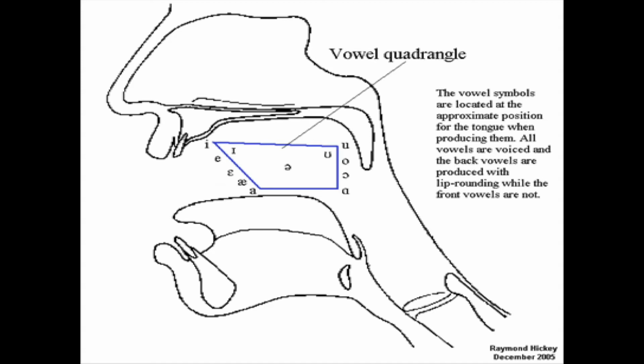This is a vowel quadrangle. That means when you can see the picture, the lower part and the upper part, the vowel symbols are located at the approximate position for the tongue. So this is the vowel quadrangle. All the vowels are voiced and back vowels are produced with lip rounding, while for the front vowels the lips are not rounded.